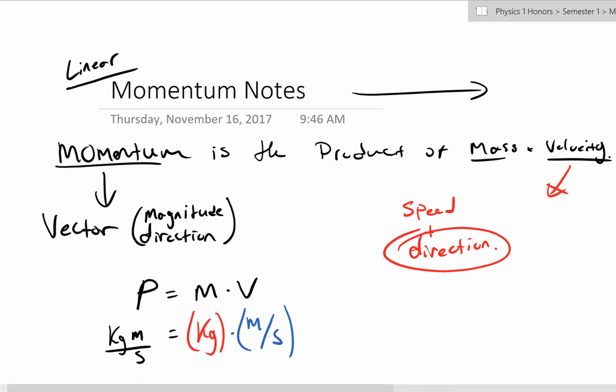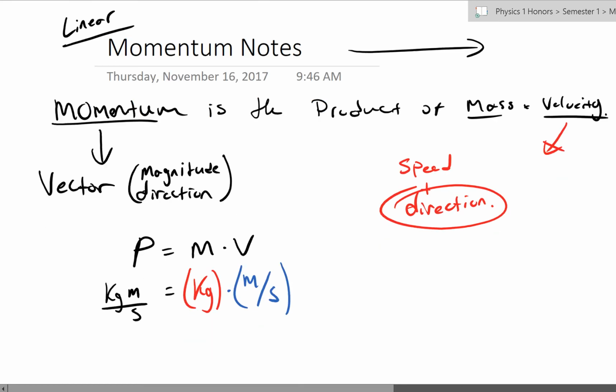Now, when we look at this, we can have two different objects that have the exact same momentum because there are two different variables in play here. We can have a bigger object at a lower speed or a smaller object at a higher speed, and those two can have the same momentum.